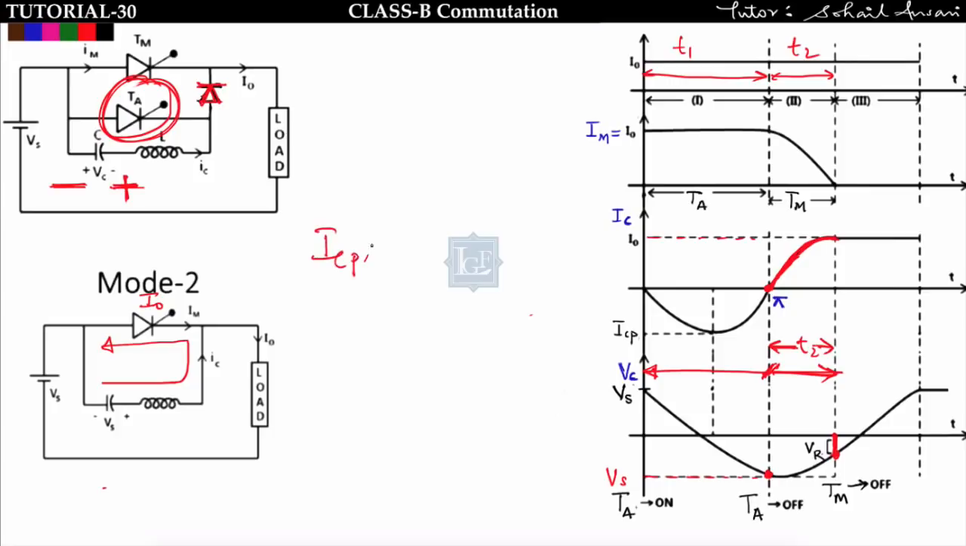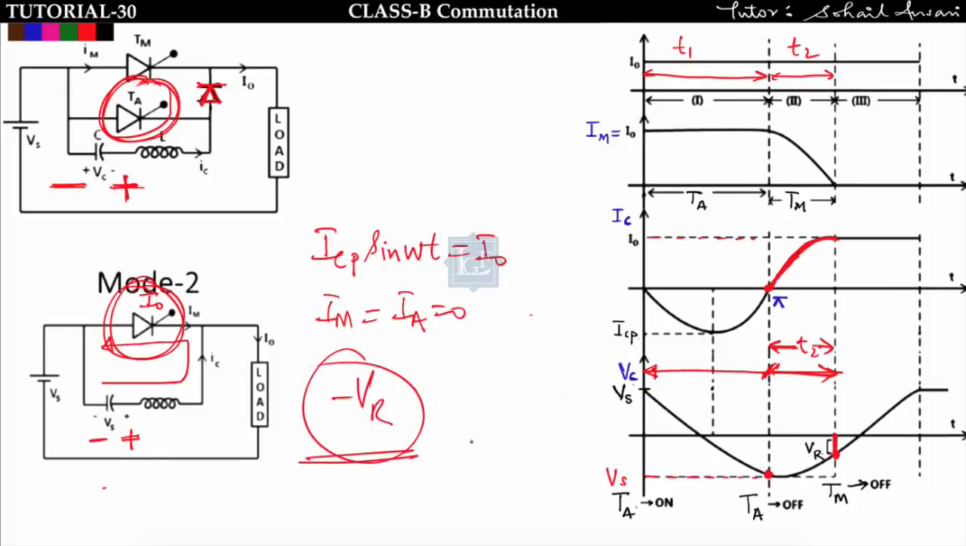So when ICP sine omega t is equal to I naught, the overall current across this main thyristor will be zero. Anode current will be zero, or you can say that the main thyristor current will be zero, and at that time the thyristor will go into the off state because the anode current is zero as well as the voltage drop across this main SCR is negative. It is like this, from minus to plus, that is equal to minus VR. Got it? This is mode 2.